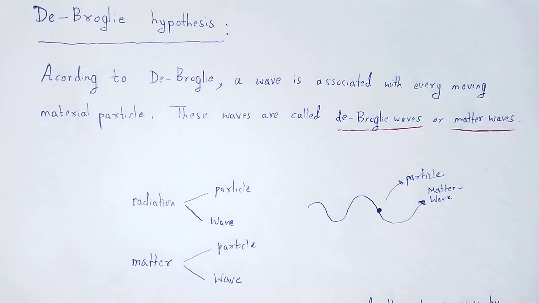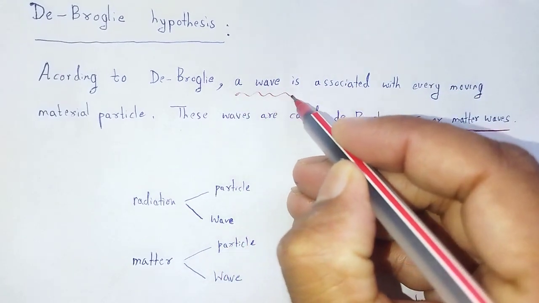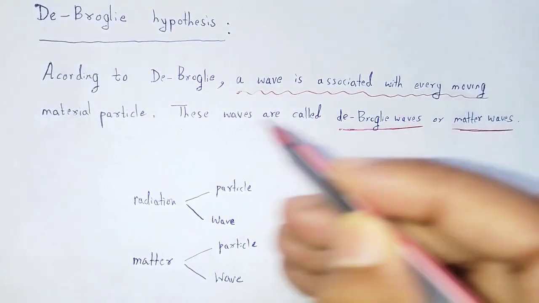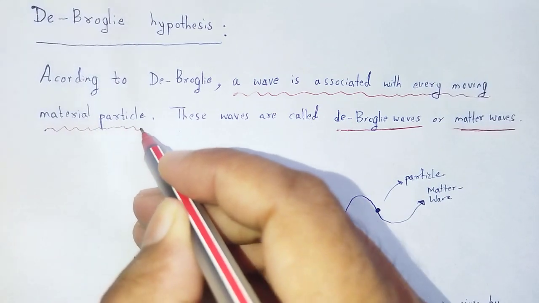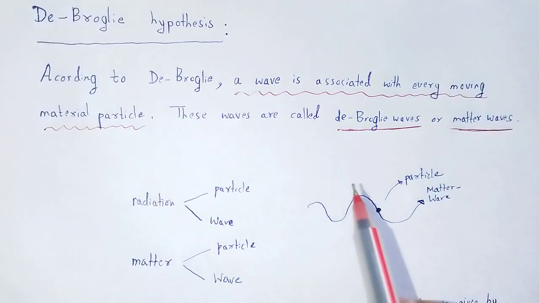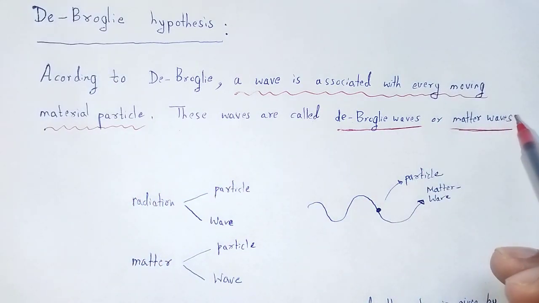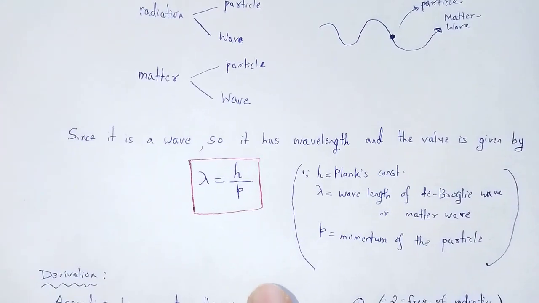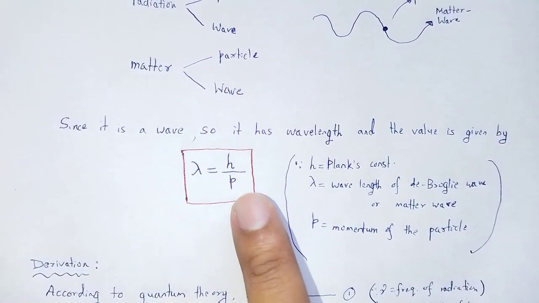A wave is associated with every moving material particle, and that type of wave is called de-Broglie wave or matter wave, and the wavelength of such a de-Broglie wave, lambda, is equal to h by p.